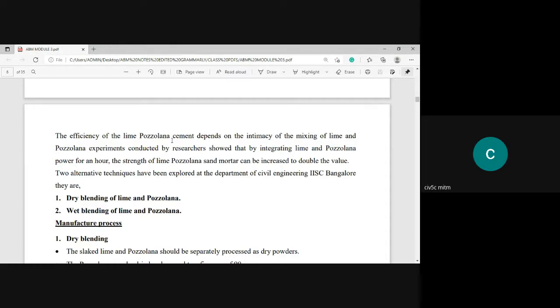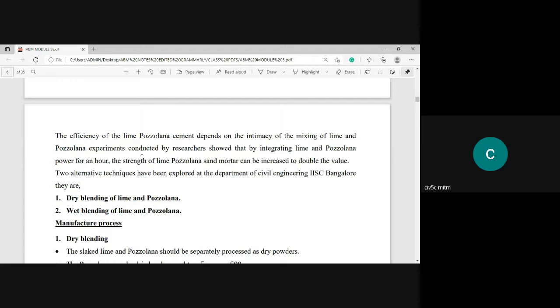Several researches have been conducted on this, depending upon the time of mixing, to see what efficiency you are going to get. For example, if I mix the lime and pozzolana for 10 minutes, what will be the efficiency? If I mix for half an hour, what will be the efficiency? If I mix for 1 hour, what will be the efficiency? Those researches have been conducted by integrating the lime and pozzolana.